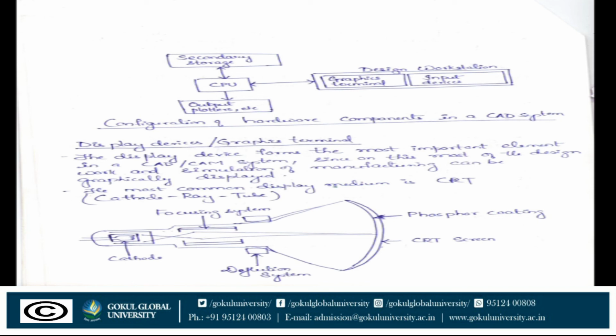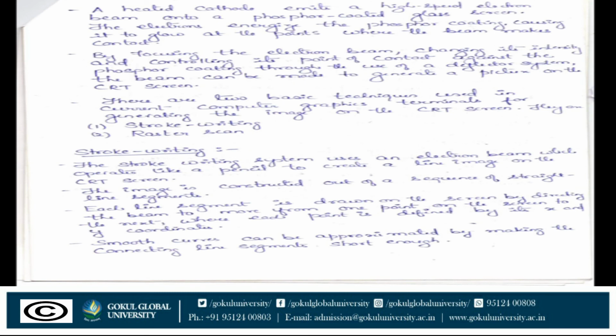Generally in a computer control system, a CRT, cathode ray tube, will be used. The display device is one of the most important elements in a CAD/CAM system, since most of the design work is graphically displayed. So you have to consider in a figure, those will be heated and flash on the outer surface, and this will be displayed on the CRT system.